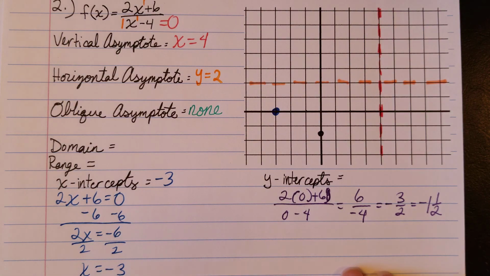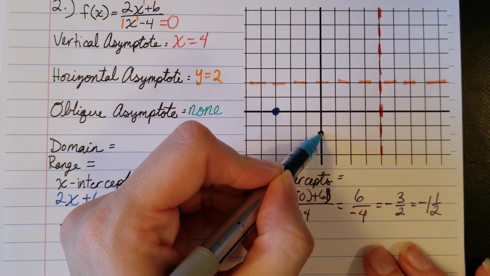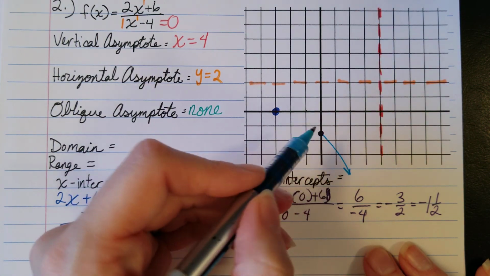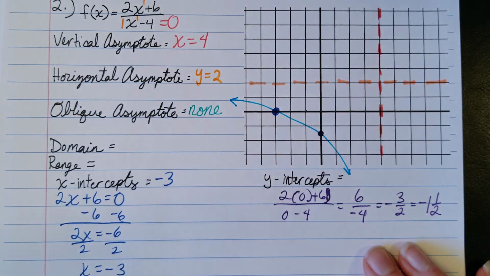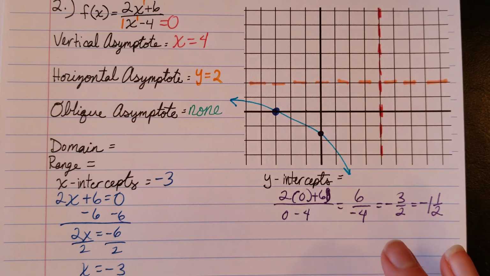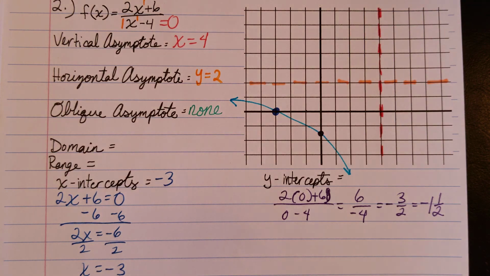So we've got to go through those points, and we've got to follow the asymptotes. Okay, now we just need to draw the part on the other side of the vertical asymptote. So it can either be up here above the asymptote, or below the asymptote.